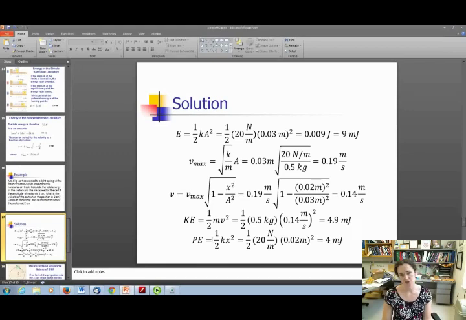The potential energy is 1/2 kx squared. That's 1/2 times 20 newtons per meter times 0.02 meters squared, and that gives me 4 millijoules. And you can see that with some rounding issues, we have 4 plus 4.9, it gives me 8.9, which is basically 9 millijoules for the system at this off-center position. Okay, so the energy is constant even though it's exchanged back and forth all the time between the kinetic and the potential energies.